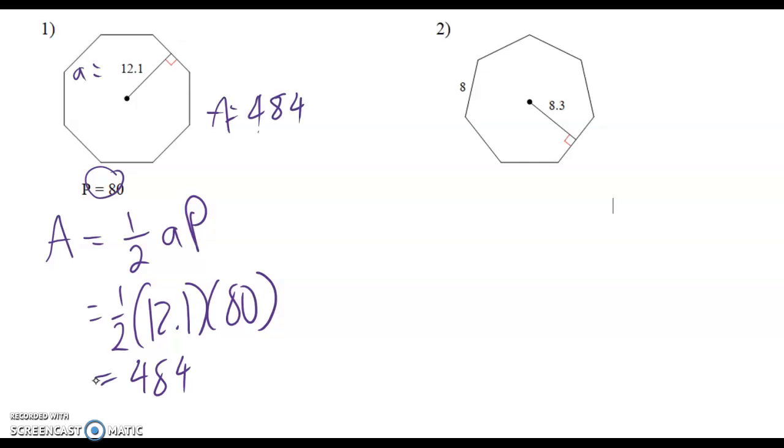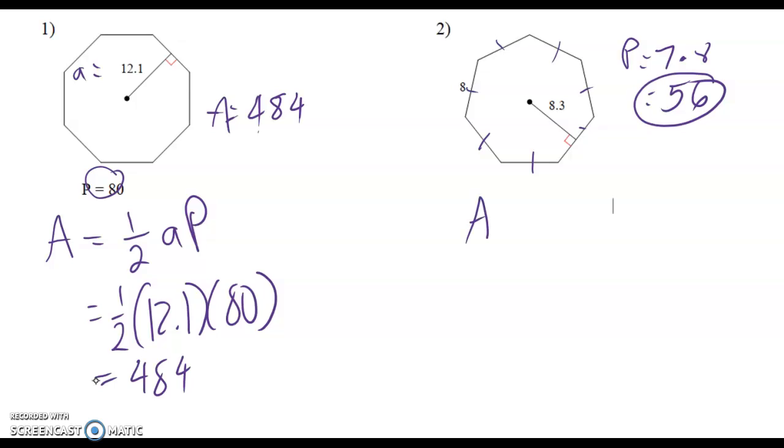Okay. Over here, though, I have an apothem and I have a side, but I don't know the perimeter, so I've got to calculate that. So 1, 2, 3, 4, 5, 6, 7. So my perimeter was going to be 7 times 8, which is 56. So I have to do that extra calculation to get to my perimeter, unlike over on the other first one where we had the perimeter already given to us.